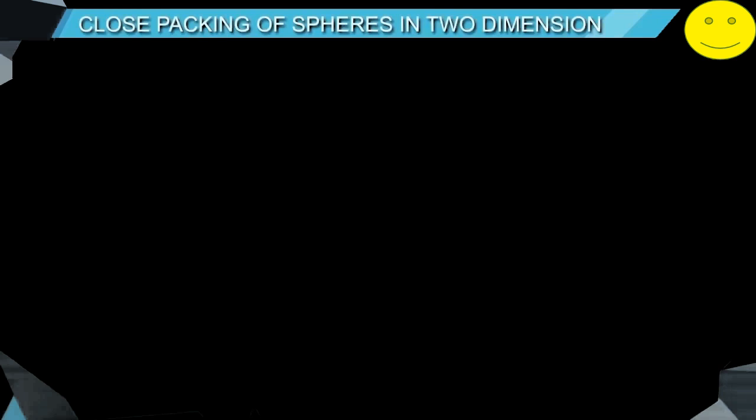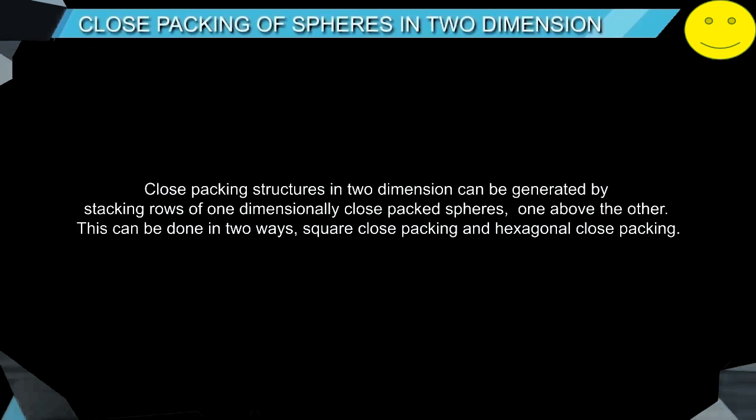Close packing of a sphere in 2 dimensions. Close packing structure in 2 dimensions can be generated by stacking rows of 1-dimensionally close packed spheres one above the other. This can be done in 2 ways: square close packing and hexagonal close packing.